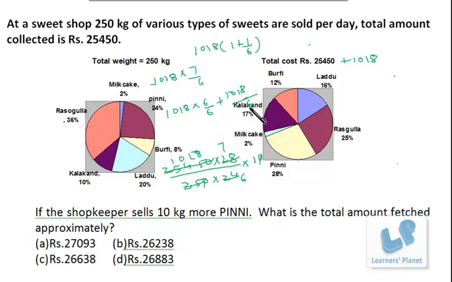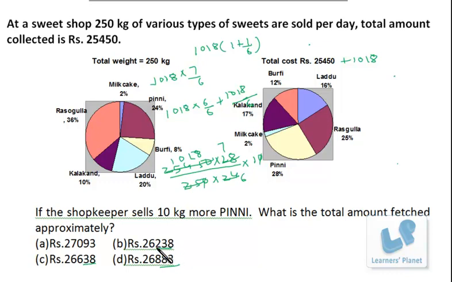So 1018 divided by 6, the approximate answer you can get is 170, right? Since 17 sevens are 119, it's around that. So I just take 170, or maybe we can also take 160. 16 sixes are 96. So it's somewhere between 160 and 170. You can take 160 or 170, whatever, because that won't give you much difference since your options differ by around 200 to 300. It is 638, it is 883 and it's 238. So quite big differences there.